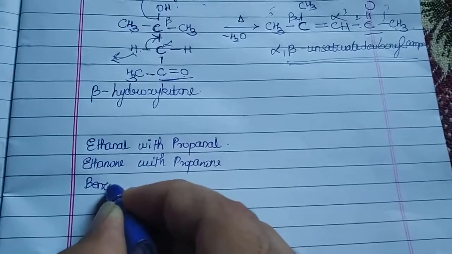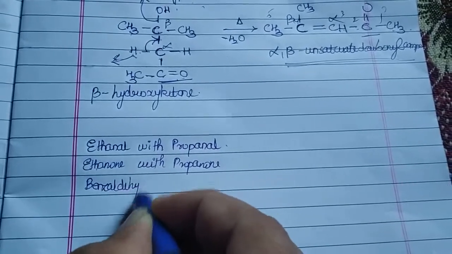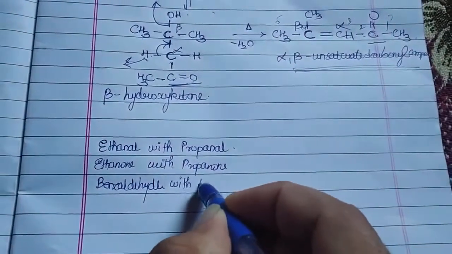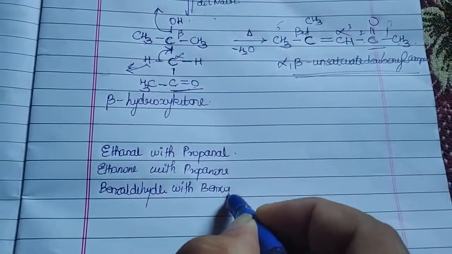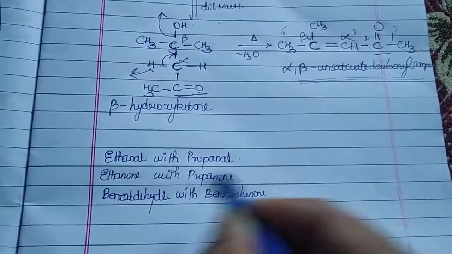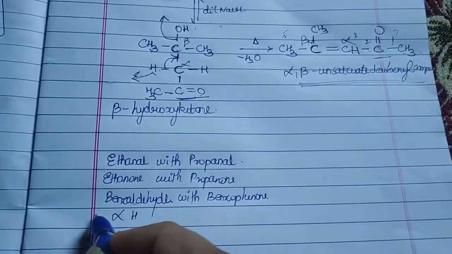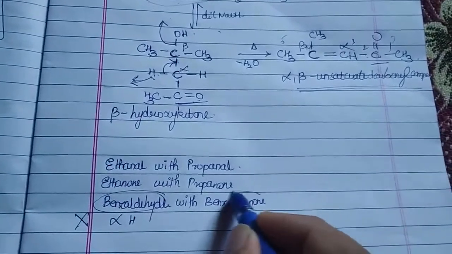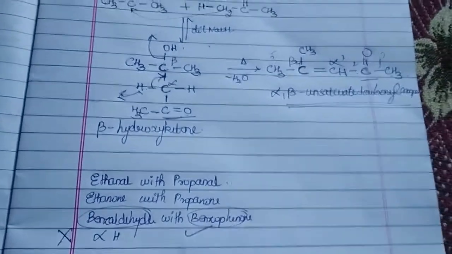Benzaldehyde with benzophenone. So what is the observation in my third example? This is not having the alpha hydrogen. Benzaldehyde is not having the alpha hydrogen, whereas benzophenone is having the alpha hydrogen.